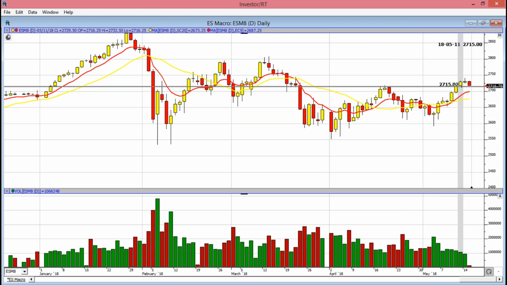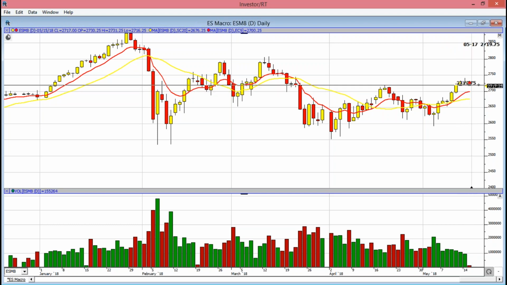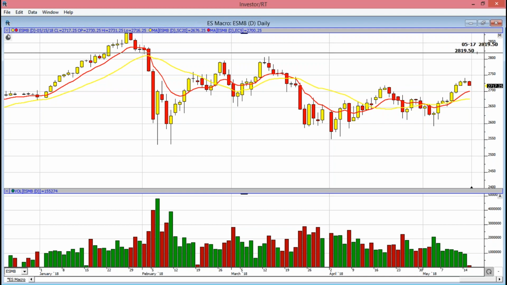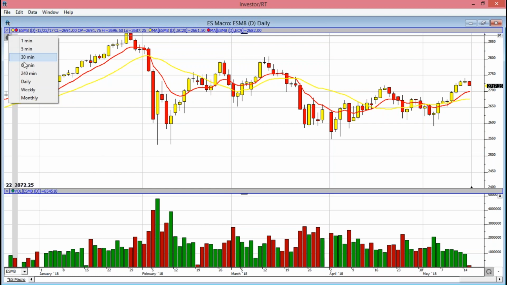But we have created a technical gap that we talked about yesterday, and a move back down to test the 2700 would not be outside of the norm as a reversion to the mean before we continue higher, or they break through and we get a bigger breakdown. We just don't know yet.